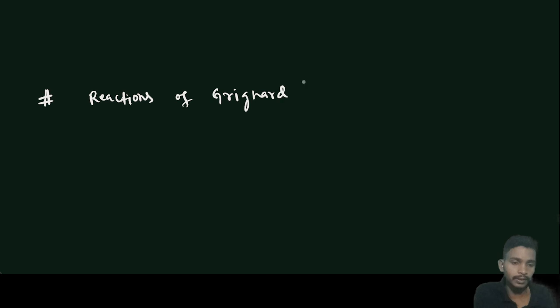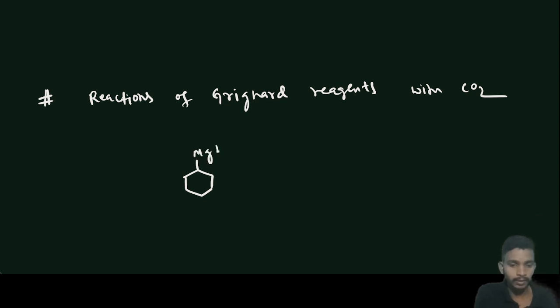the reactions of Grignard reagents. This one I also left in the previous class. Reactions of Grignard reagents, like with carbon dioxide. Let's say we have this Grignard reagent, MgBr, and we have carbon dioxide, followed by hydrolysis. Then what will happen?